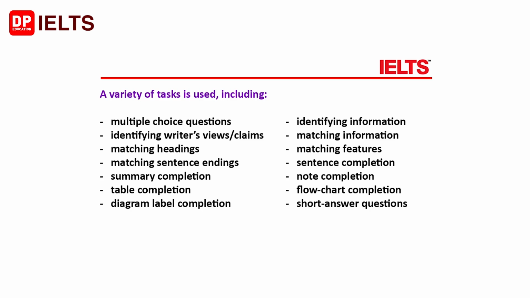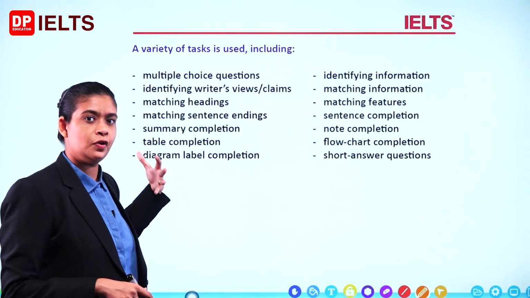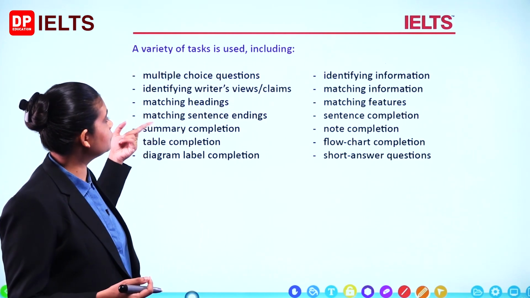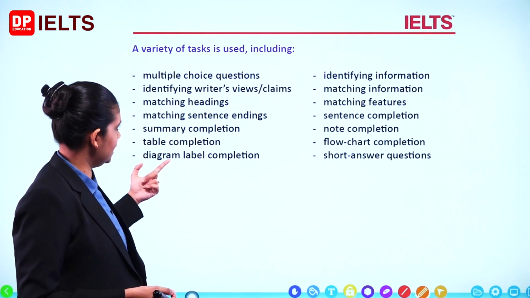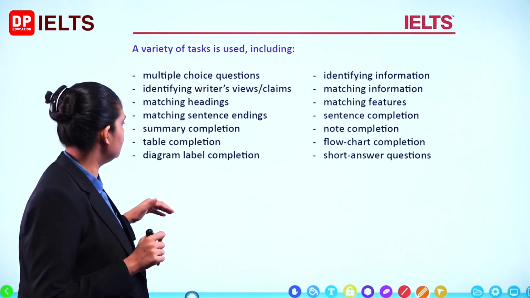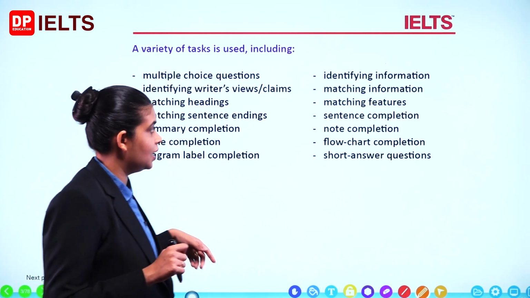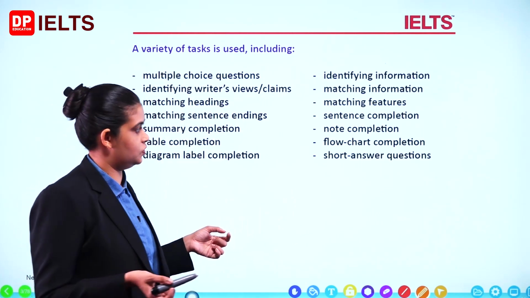Alright, so moving on, what are the different types of tasks that you could come across? You have the multiple choice. Those are the MCQs. Identifying writers' views and claims. Matching headings. Matching sentence endings. Summary completion, table completion, diagram label completion. Identifying information, that is true, false, not given type of questions.